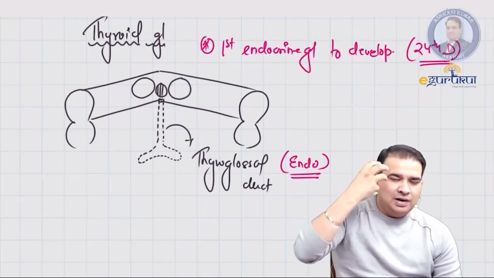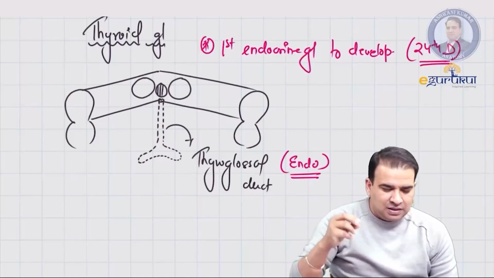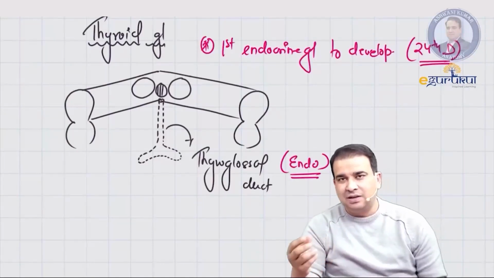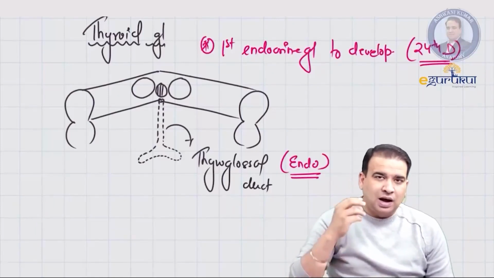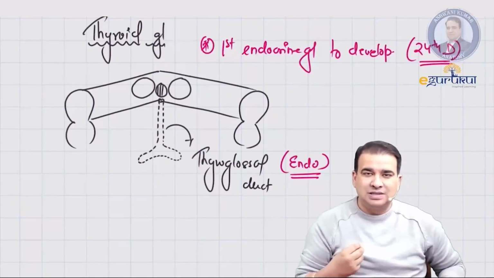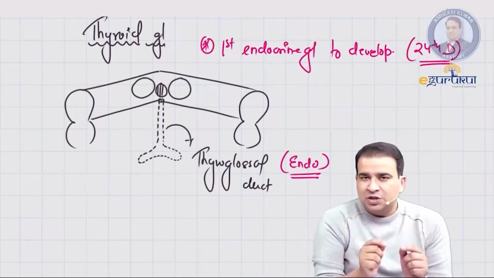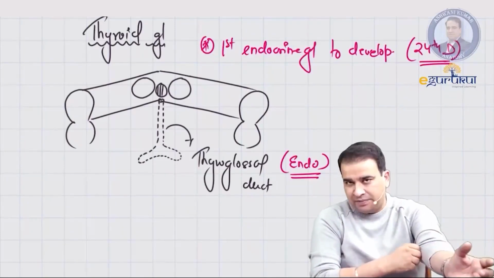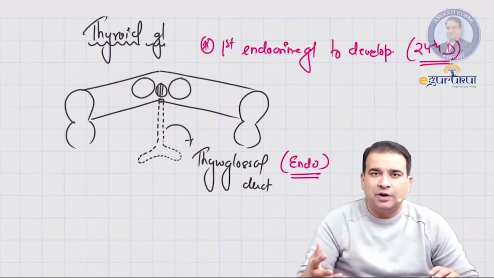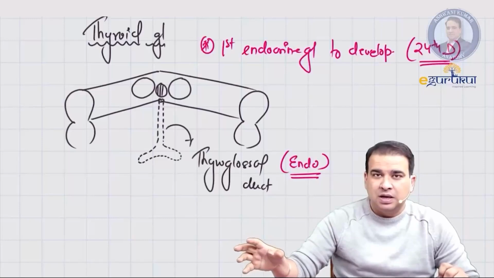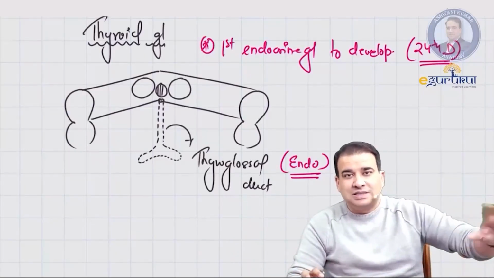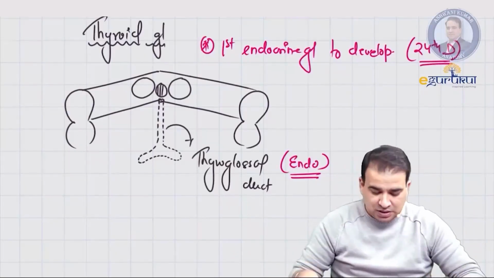But when the thyroid gland descends downward, you may have the remnant of this thyroglossal duct at the place called a thyroglossal cyst. So the question asked here is: what are the common sites for the thyroglossal cyst? If the question is asked on ectopic thyroid, what is the most common ectopic thyroid tissue? What is the location of most ectopic thyroid tissue? That is a different question. And if the question is on the thyroglossal cyst location, that is a different question.